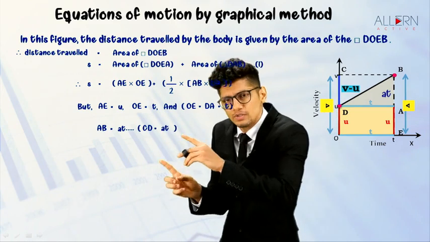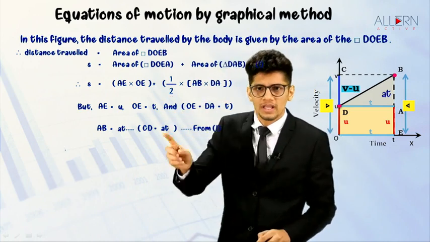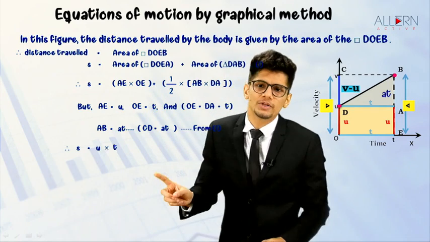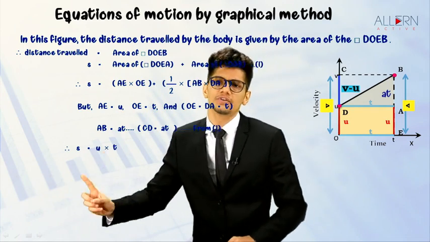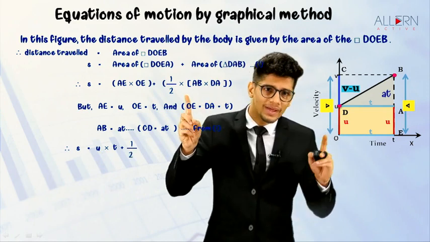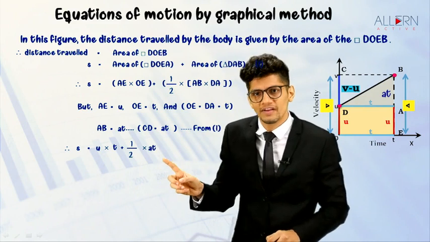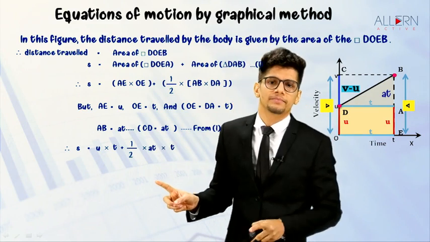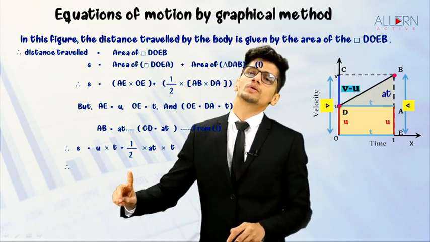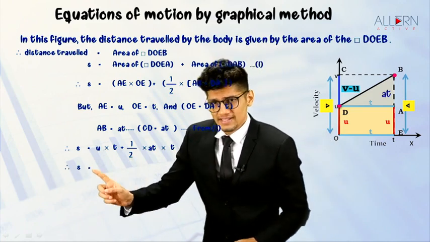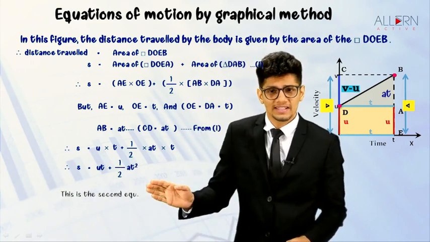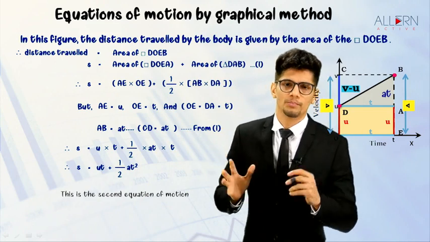Now we will substitute these values in the above equation. So we have S is equal to AE into OE. AE is nothing but U and OE is nothing but T. So we have U into T, plus half remains half, AB. Where is AB? AB is AT, and DA is nothing but T. So here we have AT into T, which becomes AT square, and U into T becomes UT. So we have S is equal to UT plus half AT square. So this is nothing but the second equation of motion.